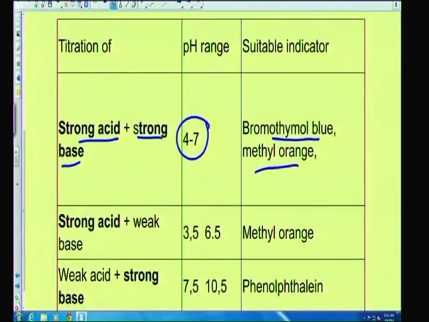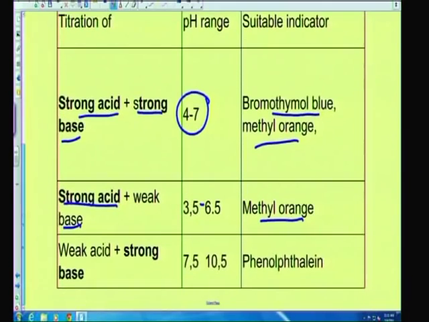Now, if you use a strong acid and a weak base, then you must use methyl orange. The range of change is from 3,5 to 6,5. You'll notice that the acid is more dominant. It's closer to the acid side. The acids have the lower pH numbers. The bases have the higher pH numbers. Now, if you use a strong base and a weak acid, the range of the pH is going to be above 7. That's where the indicator is going to change. And you're going to see that the best indicator for that is phenolphthalein.